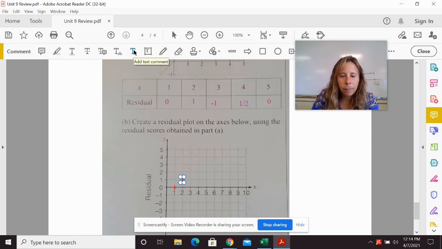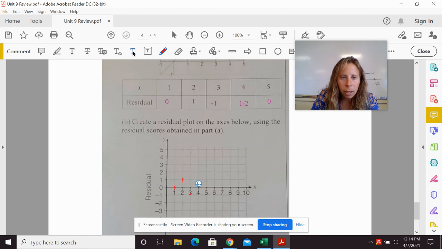Okay. So go ahead and make sure you pause me and try and fill this out by yourself. All right. When x is 3, it was below the line, so it's -1. So -1, which is right there. Okay. Keep going. When x was 4, it is 1/2. So 0.5 away. So like right in the middle.